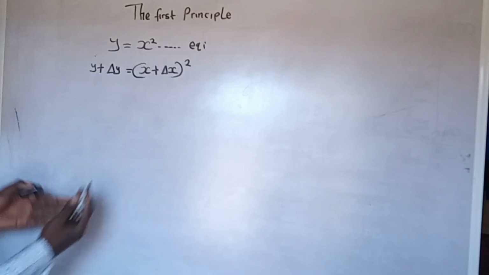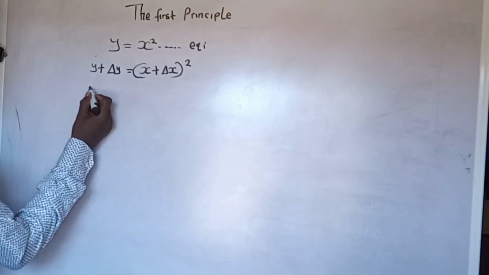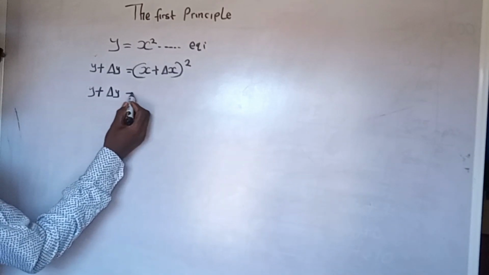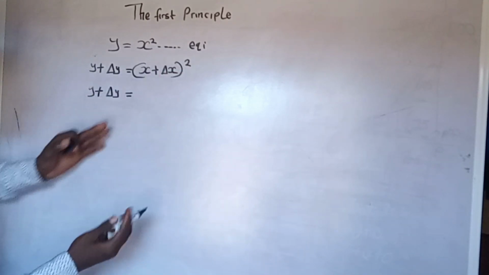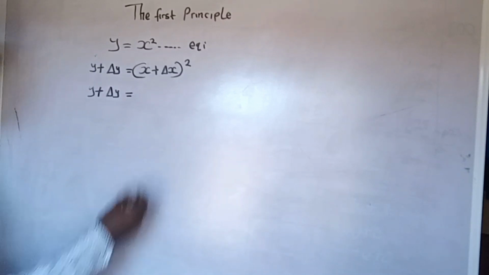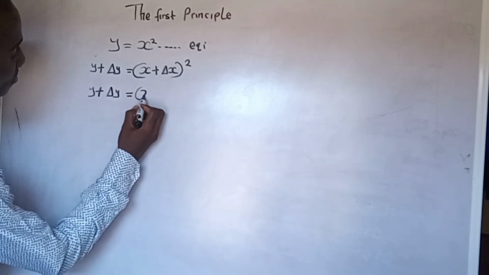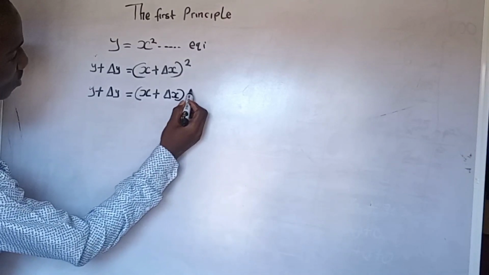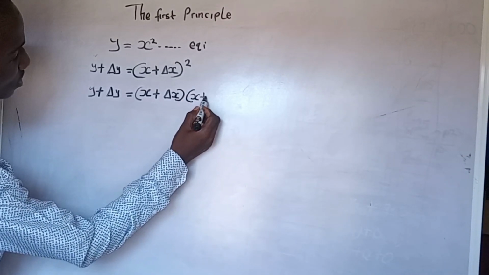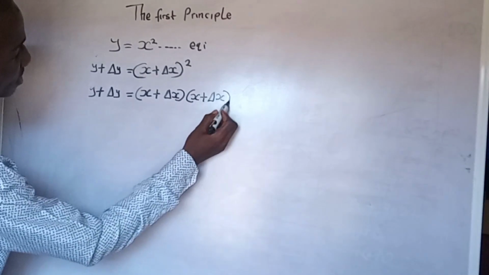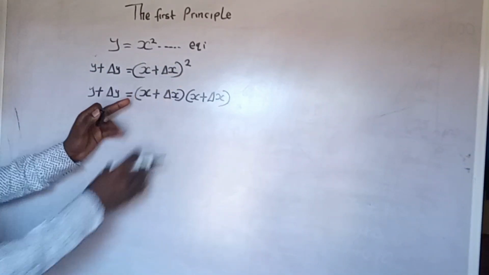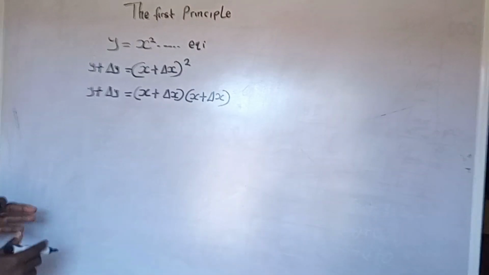From the right hand side of this equation, y plus delta y equals, since this is carrying a square, I will expand the bracket. So I'm going to have x plus delta x, and I'm still going to have another one, x plus delta x. Because this is a square, I have to expand the bracket. If this is cubed, I'm going to have 3 of these. Now let's proceed with the calculation.